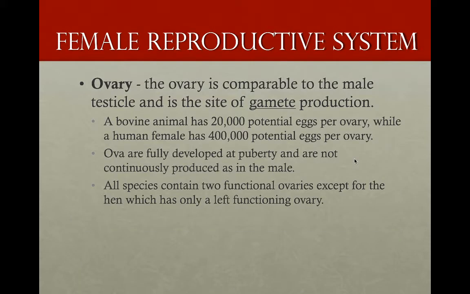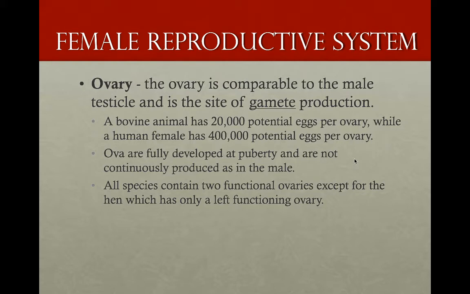Looking at the female reproductive tract, what is the purpose of the ovary? The ovary is comparable to the testicle in the male, and that's where gamete production, gamete being the egg, takes place. All species of livestock have two functioning ovaries, except for the chicken, where the hen only has the left functioning ovary.